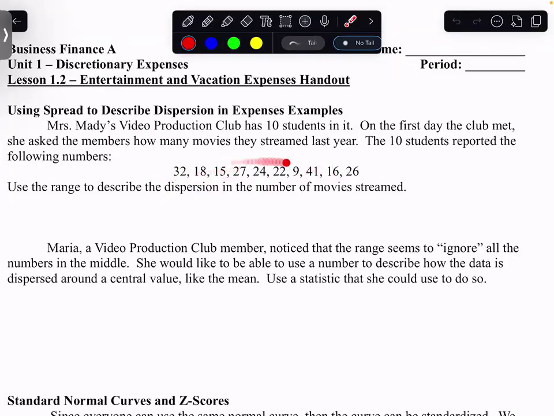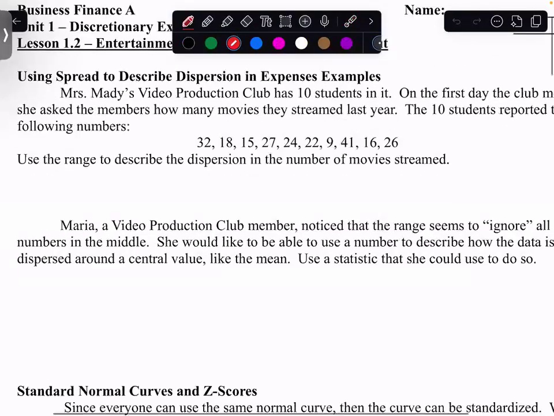Okay, so we have a big set of data, but again, just looking at 10 numbers, it's kind of a blur. It's hard to get info out of it. So we can use our measures of center or spread to describe the data. So first, let's use just regular range.